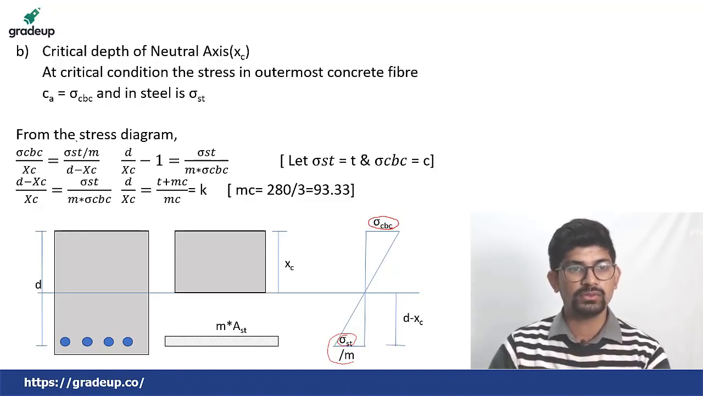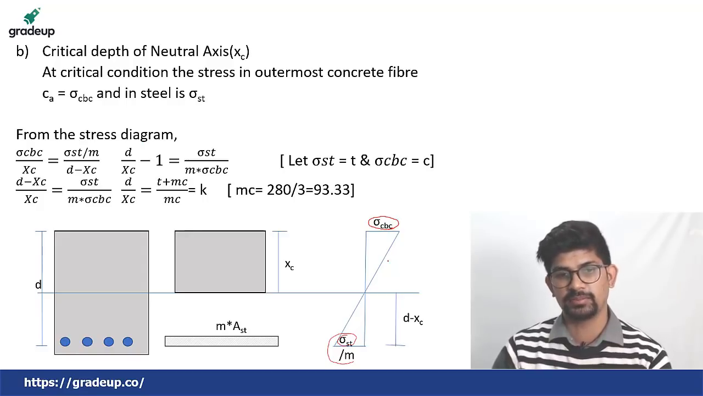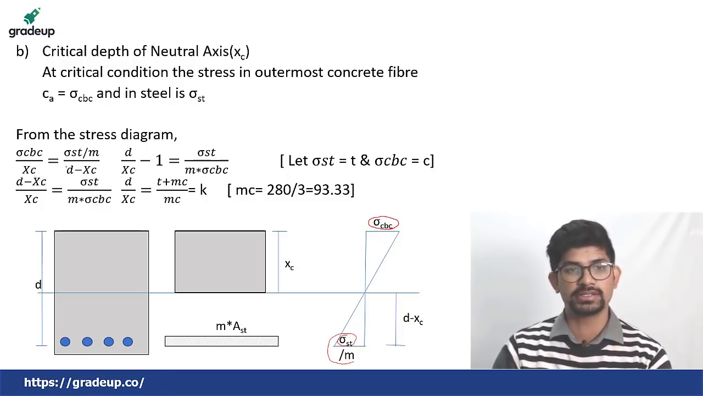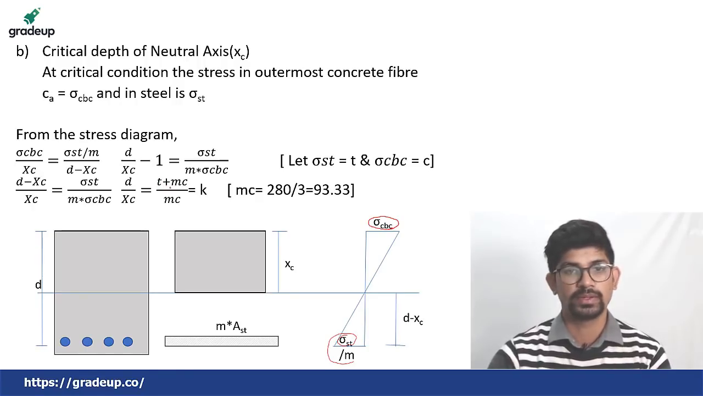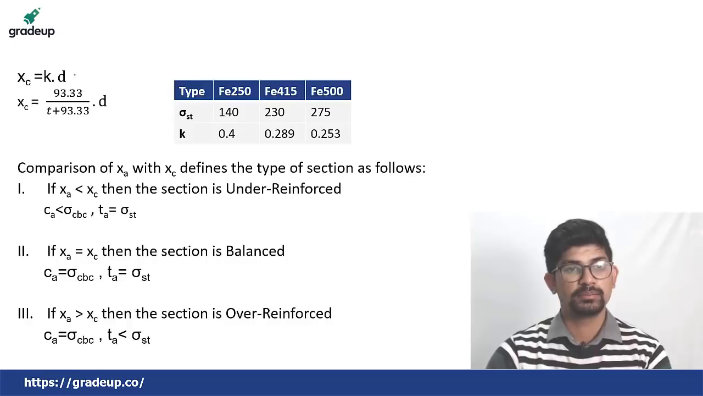From the stress diagram, by the properties of similar triangles, sigma CBC by XC is equal to sigma ST by M upon D minus XC. After doing the adequate steps, it becomes D by XC is equal to T plus MC upon MC, which is equal to K, where M is the modular ratio, C is the sigma CBC value and T is the sigma ST value. So XC becomes KD, where K is 93.33 upon T plus 93.33.